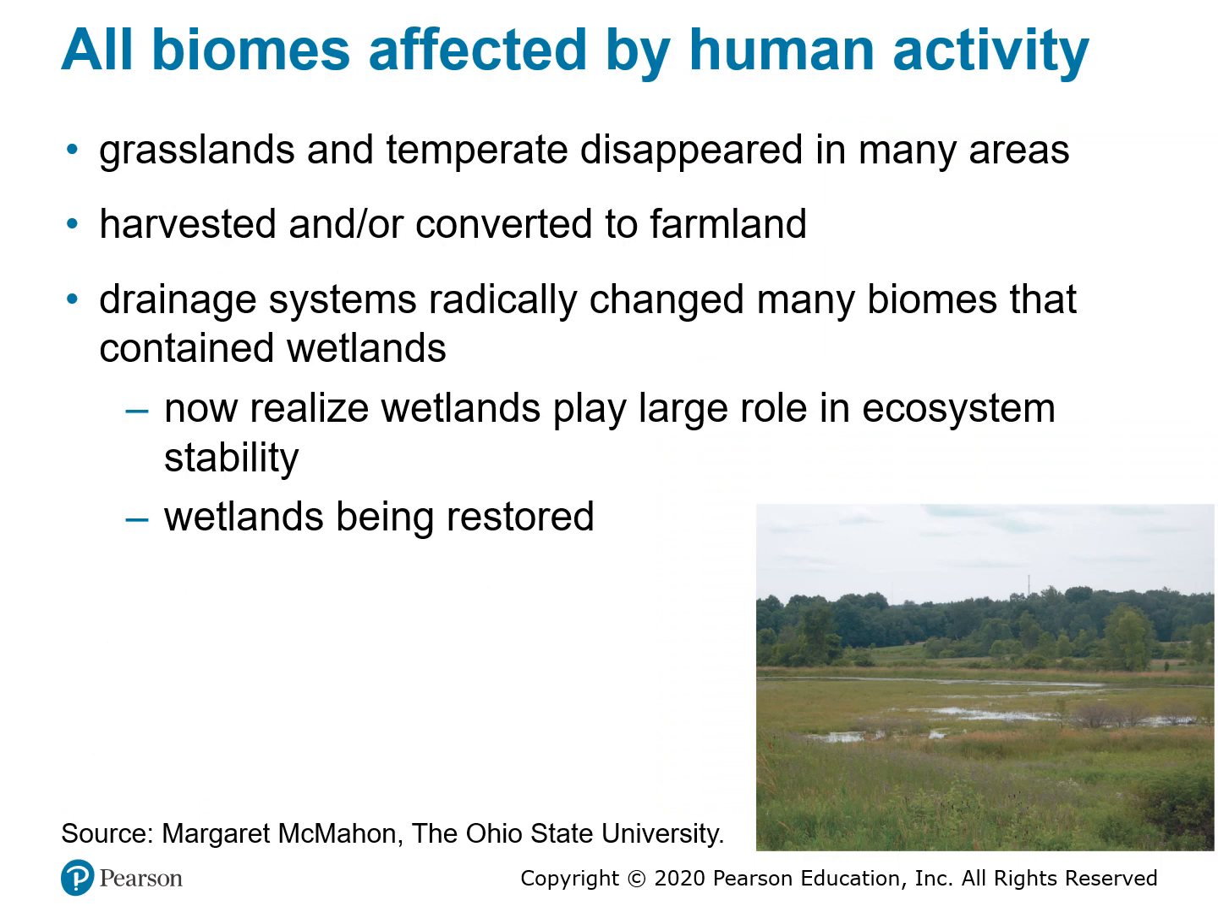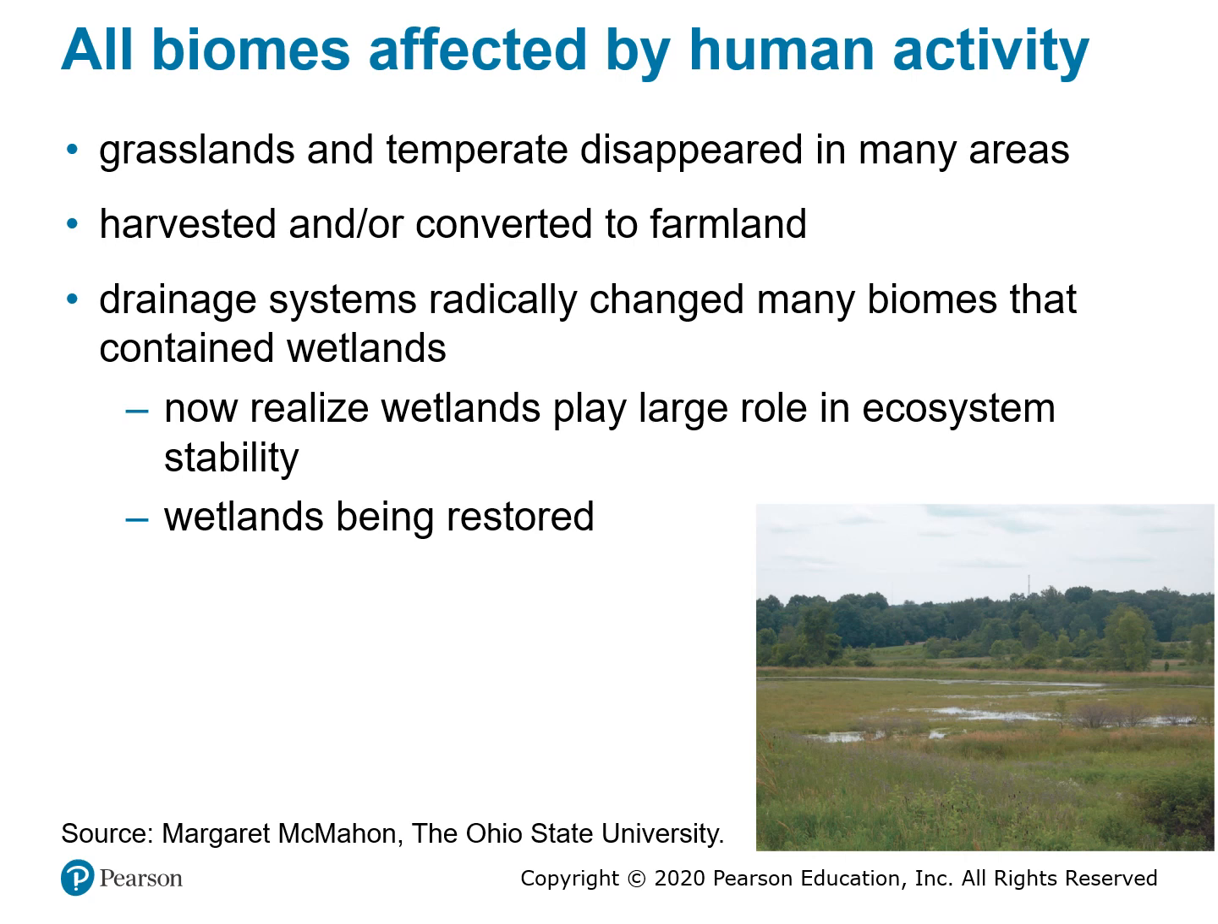So all biomes are affected by human activity, and that human activity began several thousand years ago. The most affected have been the grasslands because of their agricultural potential. So, much of the grasslands and temperate biomes have actually disappeared in many regions of the planet. They have been harvested and/or converted to farmland.